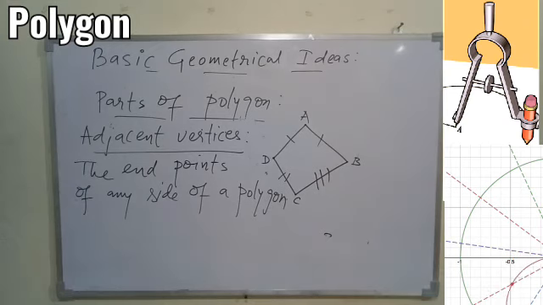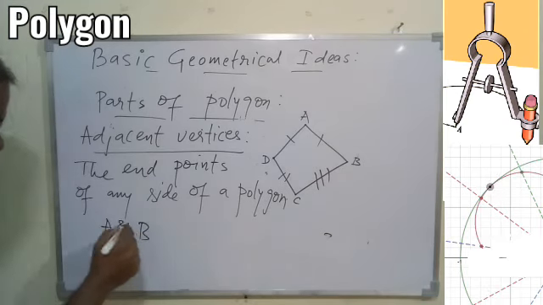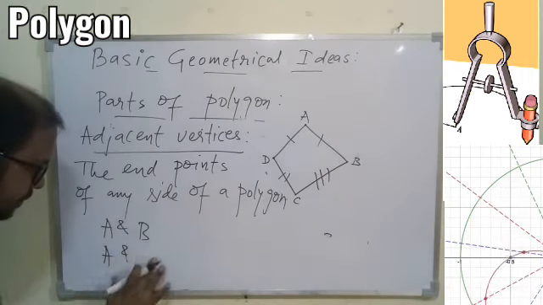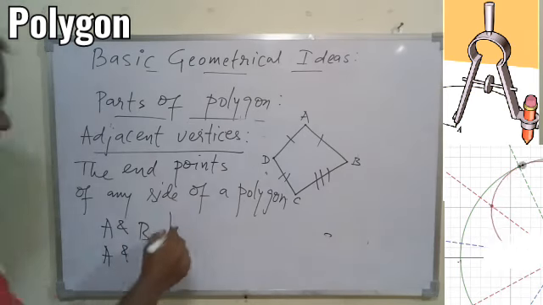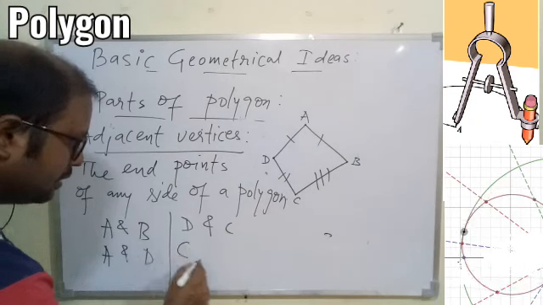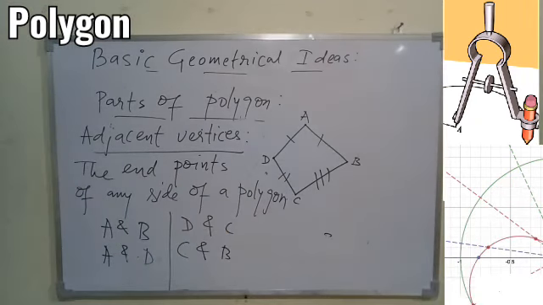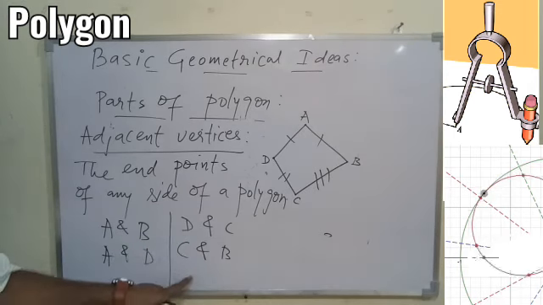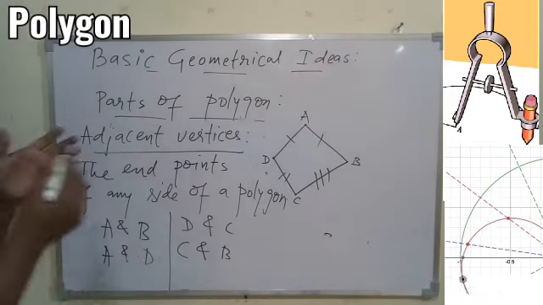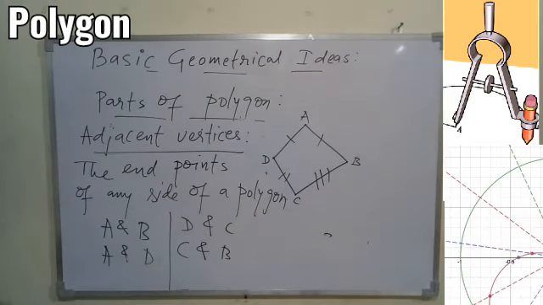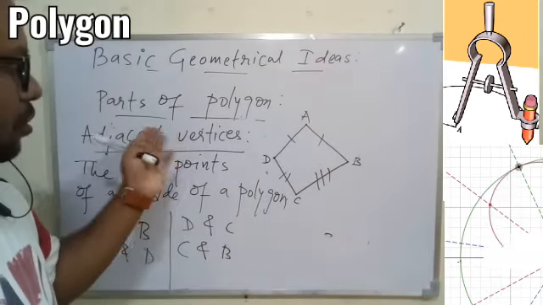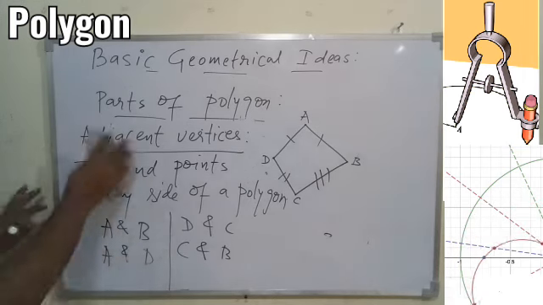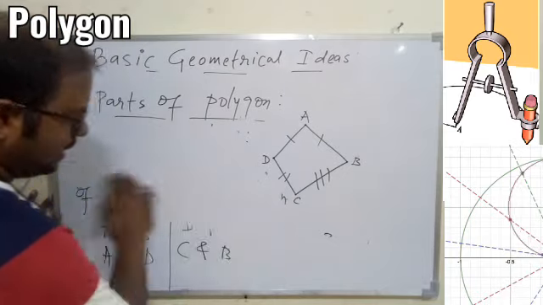So the examples we have are A and B, next to each other. A and D next to each other. Then D and C next to each other. C and B next to each other. I hope I have covered all. A and B, A and D, D and C, and C and B are the different adjacent vertices of this polygon. Based on the number of sides of the polygon, the number of vertices will also be different. The main thing is you should be able to find them.